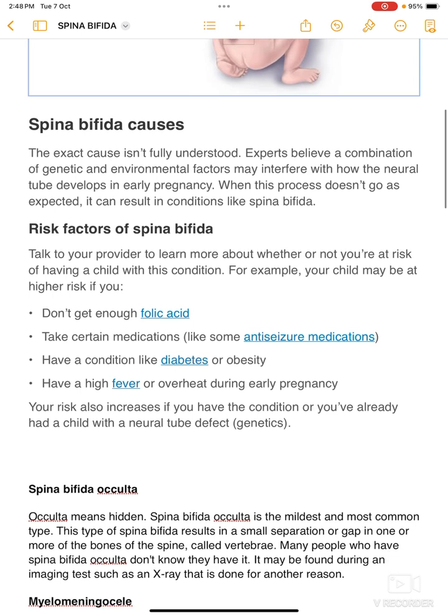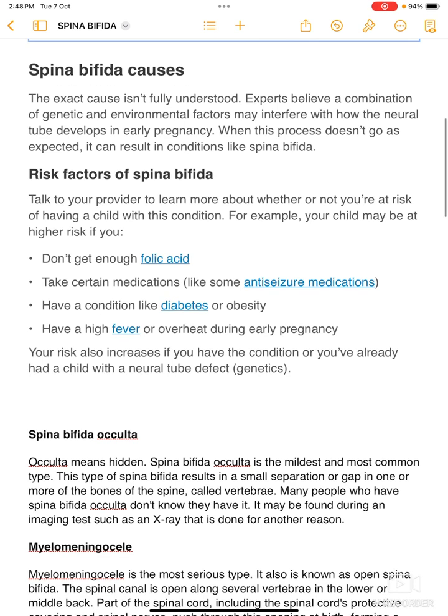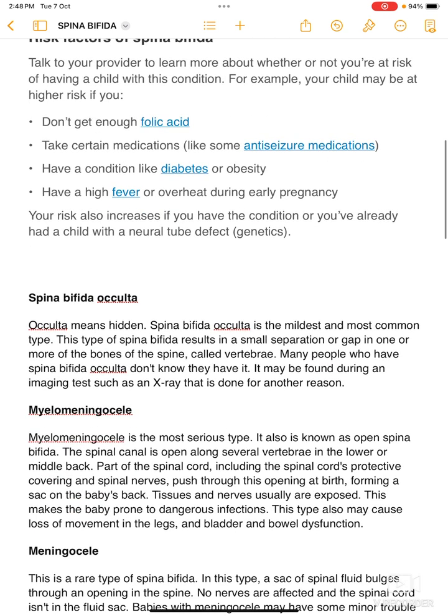Talking about its causes, the exact cause is not fully understood, but experts believe that a combination of genetic and environmental factors may interfere with how the neural tube develops in early pregnancy. Risk factors of spina bifida include not getting enough folic acid, taking certain medications like anti-seizure medications, having a condition like diabetes or obesity, and having a high fever or overheating during early pregnancy.